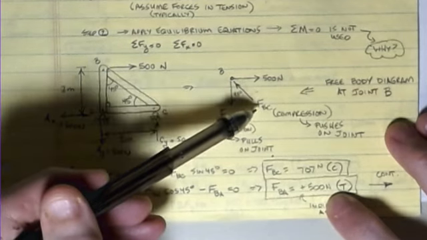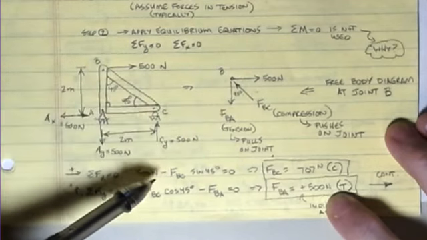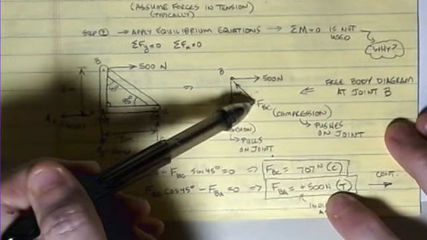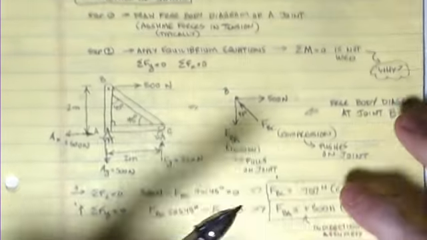So as you can see for FBC, I assumed it was compression. See how it's pushing on this joint? So when I found out it was positive in this equation, it meant that that assumption was correct. And so that's why it gets a compressive force. So that diagonal member is looking to get a little bit shorter.